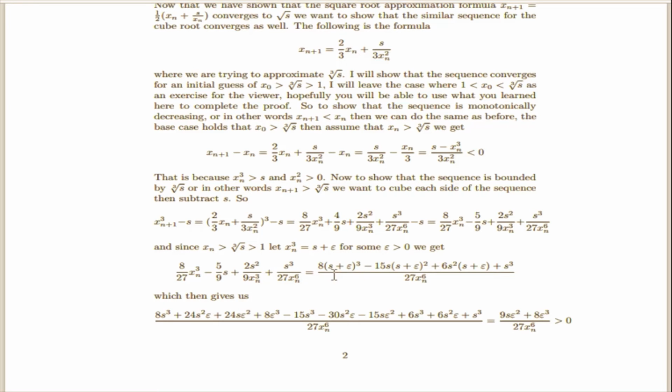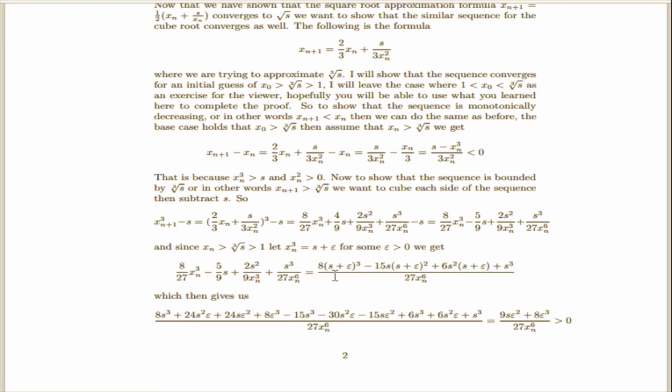And we know that this is s plus epsilon cubed because when you get the denominator, this becomes an x sub n to the 9th, this becomes x sub n to the 6th, this becomes x sub n to the 3rd, this becomes just s cubed. So that's how we get that.